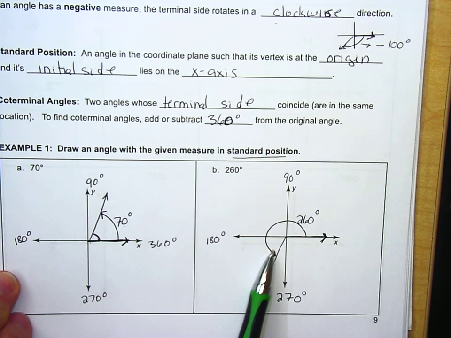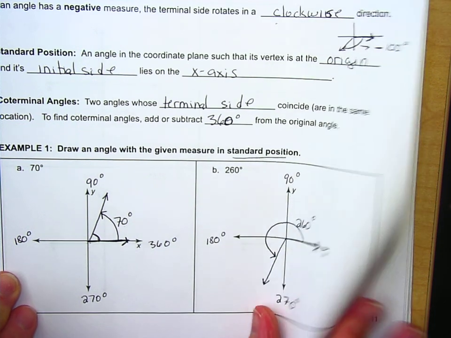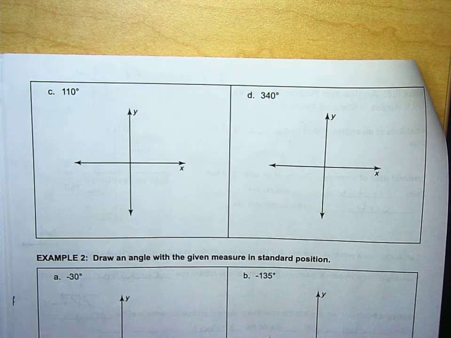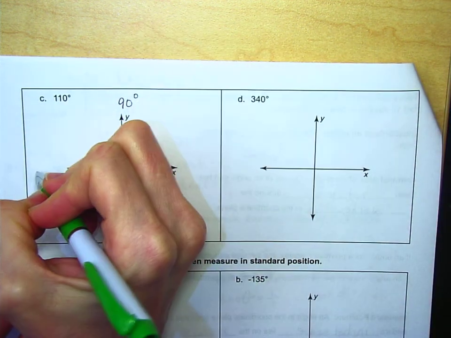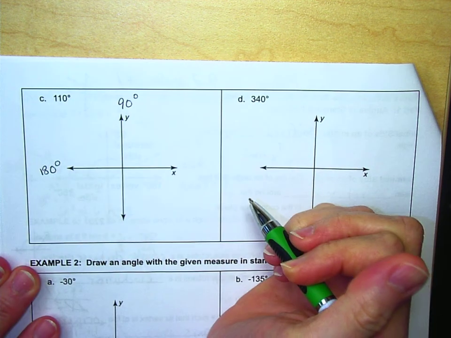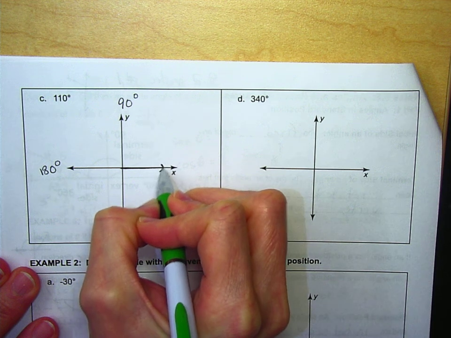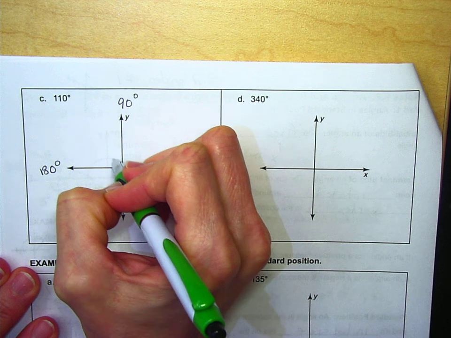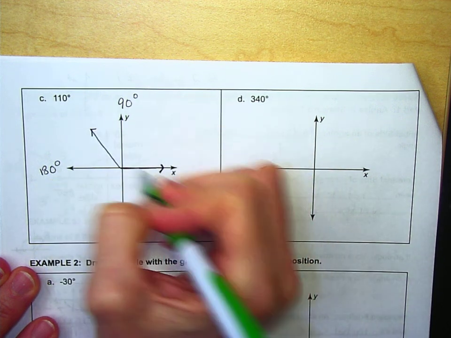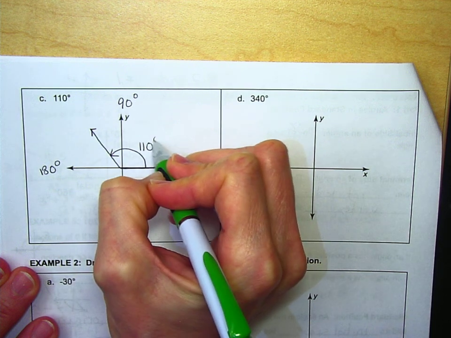When you're asked to draw these, you've got to do it just like this. Make sure you label your direction. That arrow says that I went from here to here, and label your angle measure. Okay, turn the page. Let's do a couple more. 110. Remind yourself, this is 90. This is 180. I'm going to start here on the x-axis because these are in standard position. I'm going to say 110, maybe right there. That's my terminal side, rotating counterclockwise, 110 degrees.